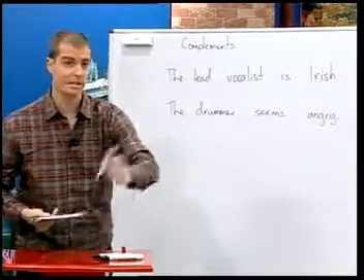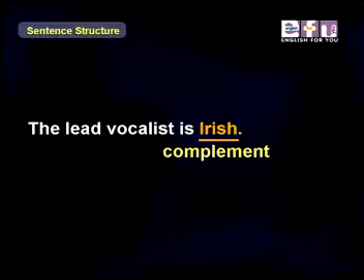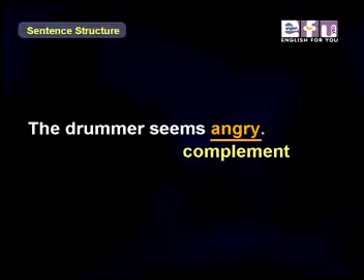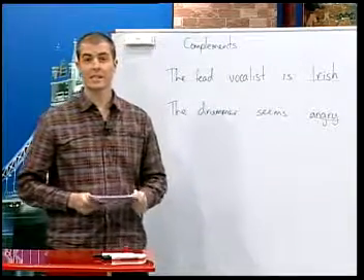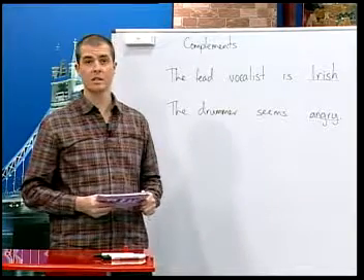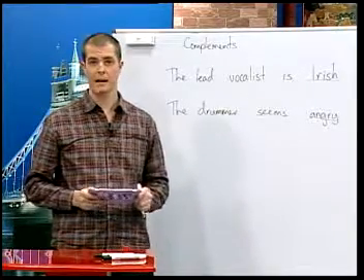In the first sentence, Irish is the complement. It tells us about the lead vocalist. And in the second sentence, angry is the complement. It tells us or it describes the drummer. You can see that in these sentences a complement can be an adjective. It can also be a noun. Well, let's practice these now.